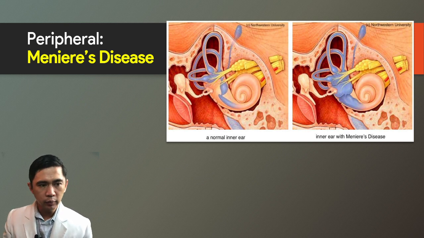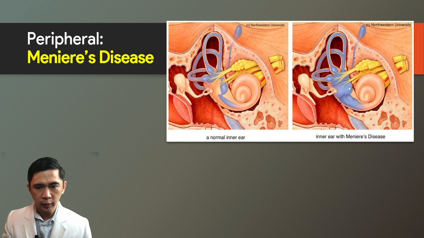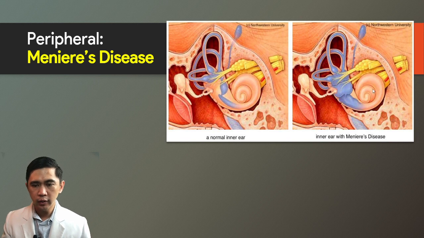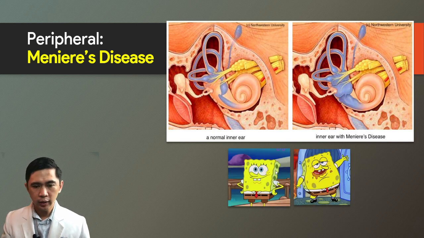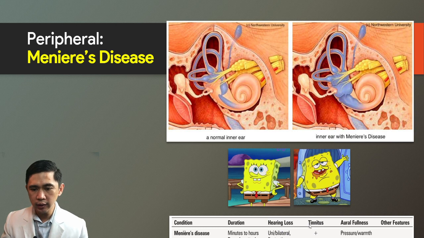To further explain what Meniere's disease is, this is the endolymphatic system. It is found both in the semicircular canals and the cochlea. Now, if you have accumulation, the endolymphatic system will swell. You see, there is a swelling. This swelling will stimulate the vestibular system, as well as cause hearing loss in the cochlea. Just imagine, there's a swelling. So Meniere's disease, its duration is minutes to hours, and usually it has hearing loss. It also has tinnitus or ringing in the ears, and the patient will have aural fullness, or a sensation of pressure or warmth in the ear.